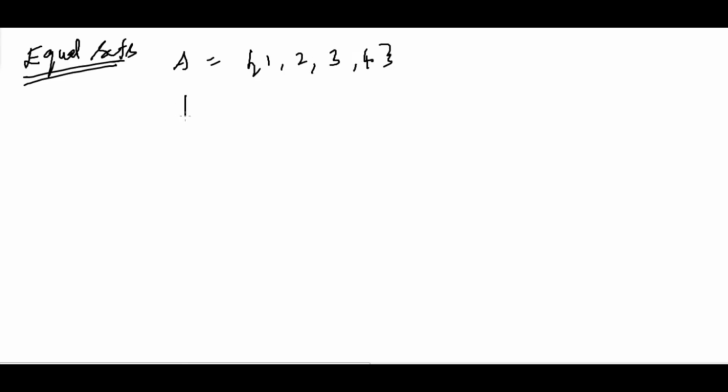Next is equal sets. Let us take some example. A is equal to {1, 2, 3, 4} and B is equal to {4, 3, 2, 1}. Here, every element of A is present in B. 1 is here, 1 is also there. 2 is here, 2 is there. Like this, every element of A is present in B and vice versa. Every element of B is also present in A. So, the sets A and B are called equal sets.